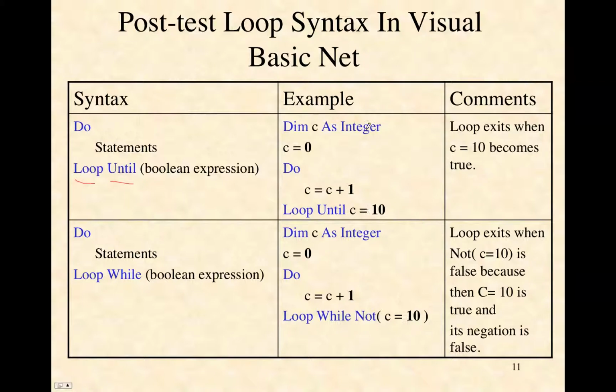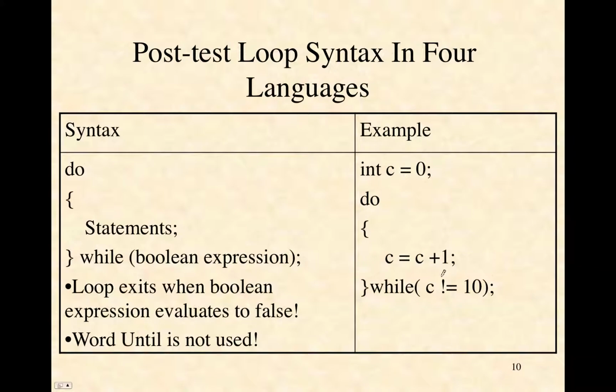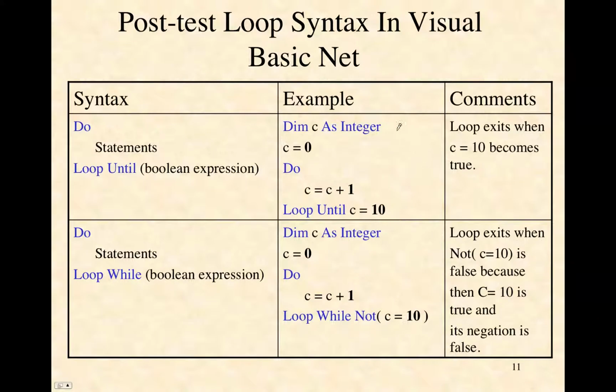So notice, compared to the previous slide, we said while C is not 10, but in Visual Basic we say loop until C equal to 10. When C becomes 10, then you exit. So really the effect is the same, but the condition is different. Okay. So the loop exits when C equal to 10 becomes true. All right.